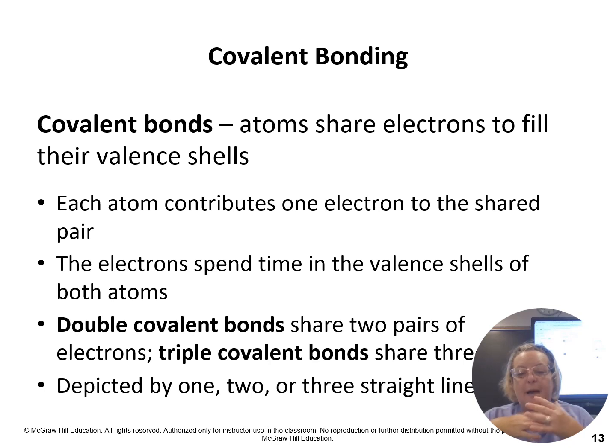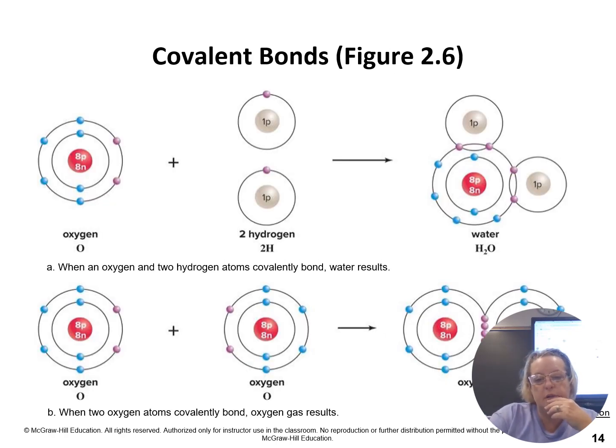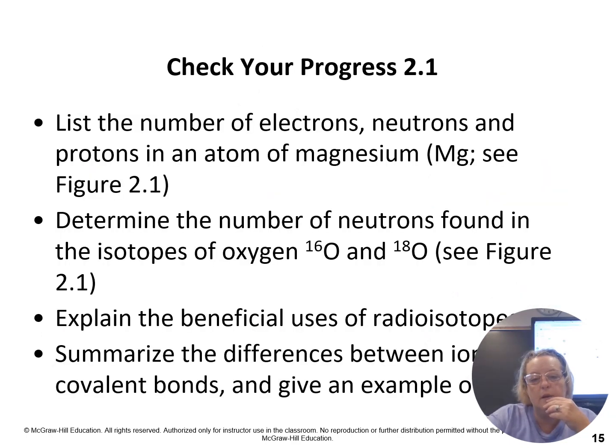That means they're sharing more than one electron. So a single bond is a sharing of 1 electron. A double bond is a sharing of 2. A triple bond is a sharing of 3. Here's an example of a covalent bond. You can see that these 2 hydrogens are sharing their electrons with oxygen. Here you can see this ends up being a double bond because each of these oxygens is sharing 2 electrons with the other. So you end up with that double bond in there. Okay, that's check your progress.